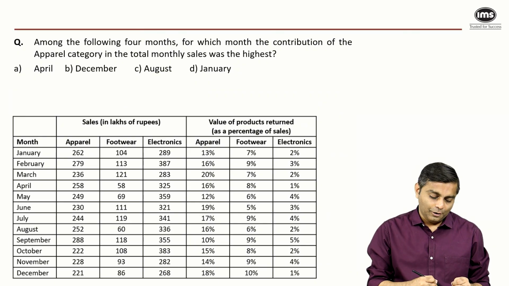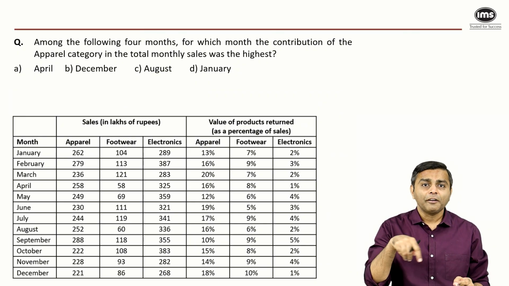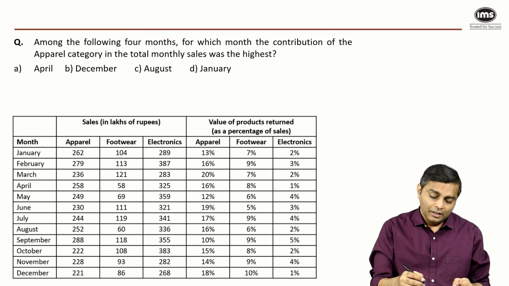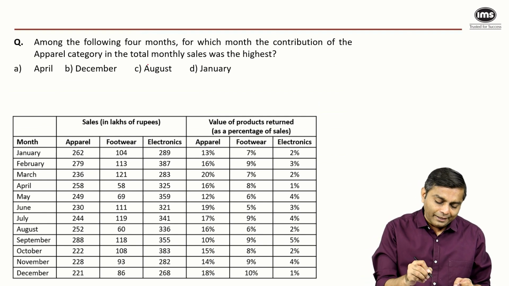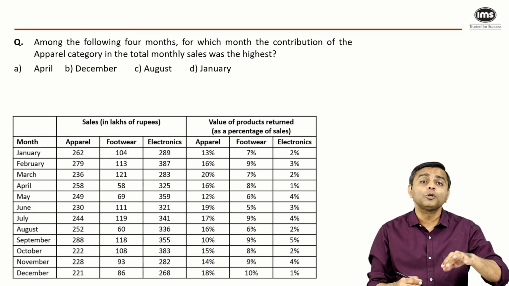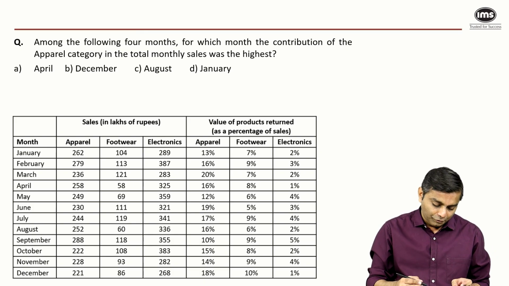Okay, first question now. Among the following 4 months, so we have to only work with the 4 months given in the options. In which month was the contribution of the apparel in the total monthly sales the highest? So basically, it's going to be apparel upon the total monthly sales. Okay, let's go to first, April.